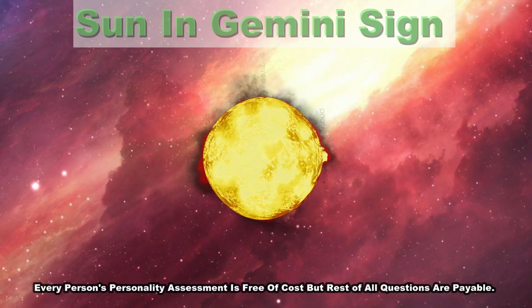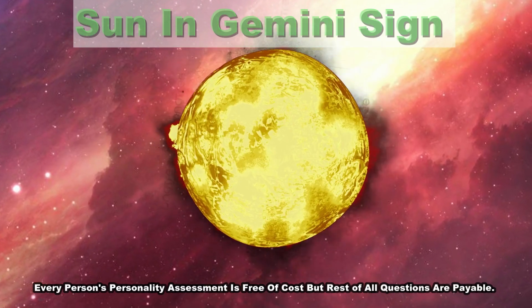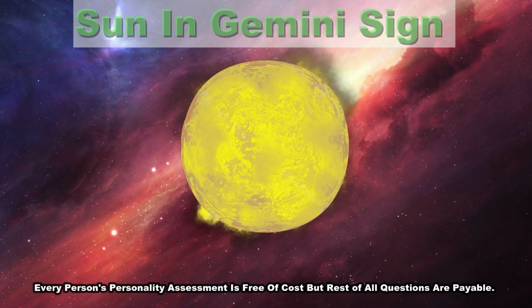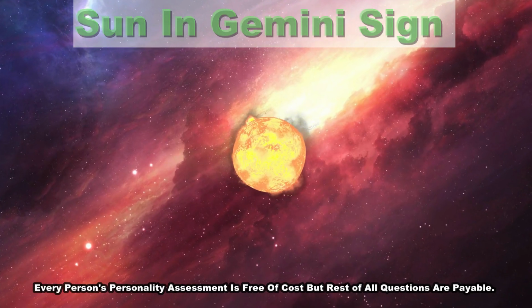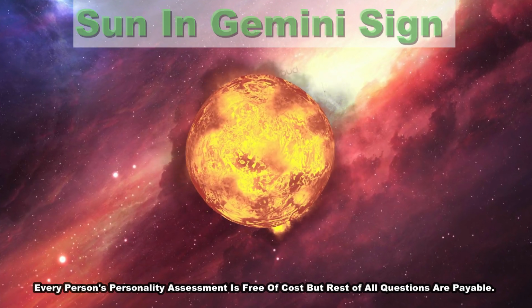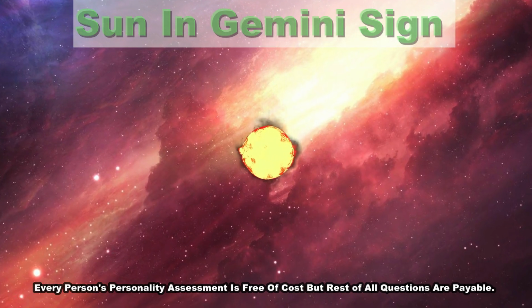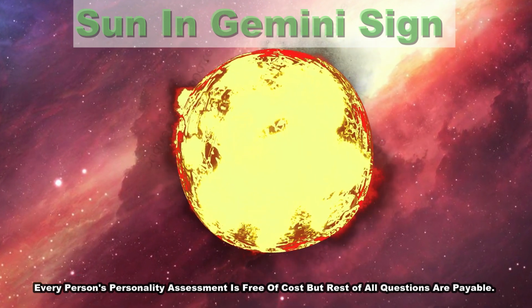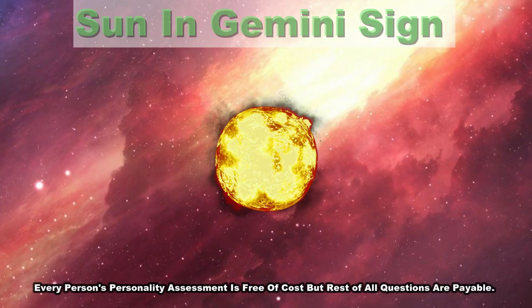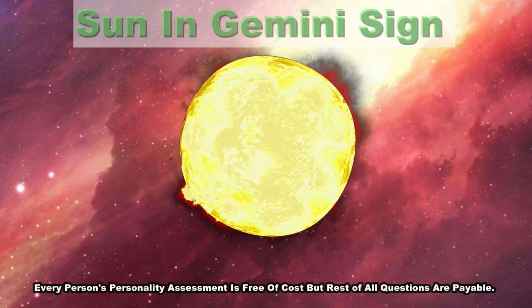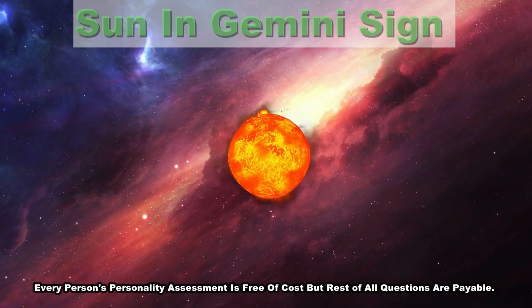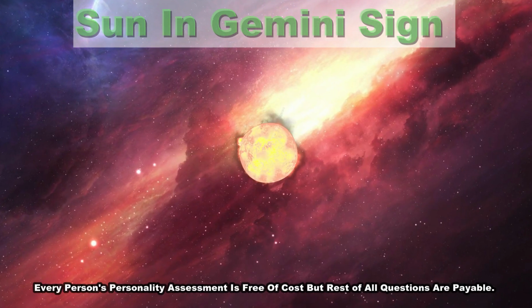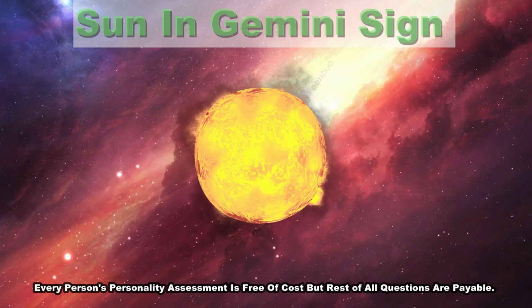Gemini is an air sign ruled by Mercury. When the Sun enters this sign, it enhances the individual's intelligence, communication skills, and curiosity. The individual is highly astute and possesses a sharp, quick-witted mind. The individual demonstrates a keen interest in learning and comprehending new things. The individual is adept at conversation and networking.